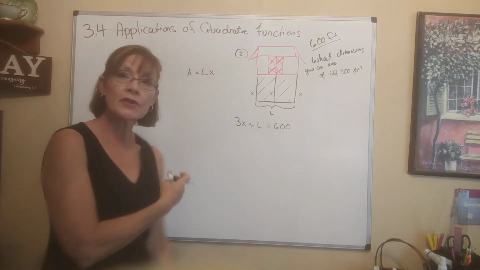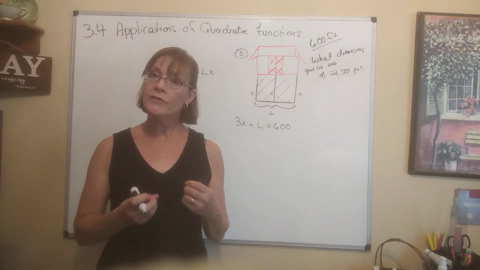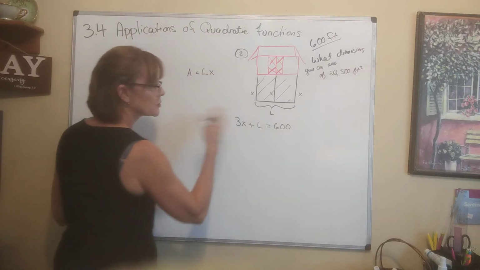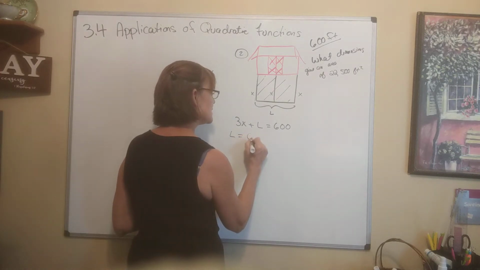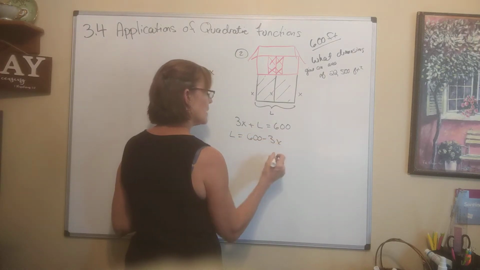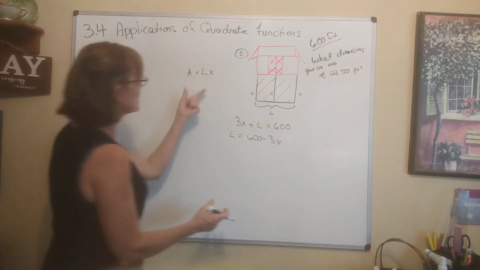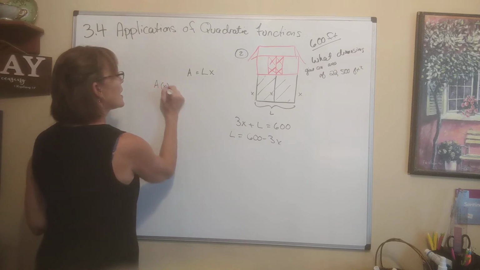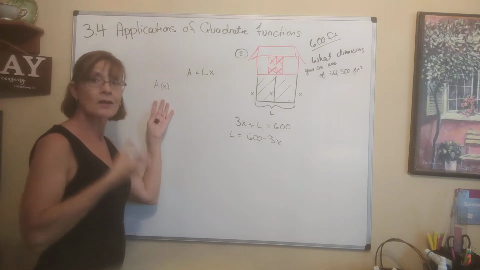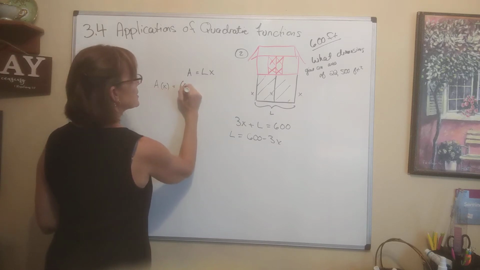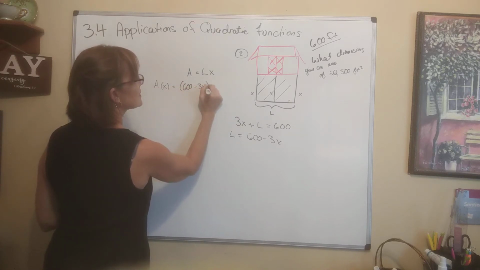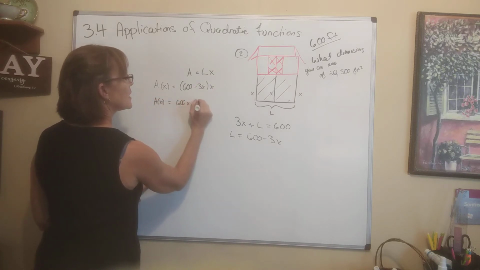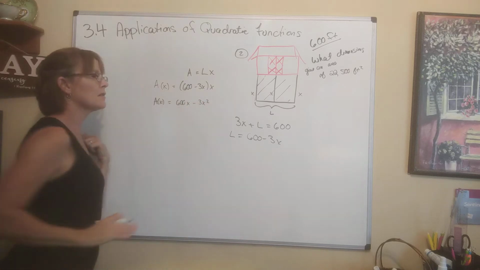So I'm going to do what I did in the first example, which is rewrite one variable in terms of another, and I'm going to choose to solve for L, which will put it in terms of X. I'll subtract 3X from both sides, and I'll get L is 600 minus 3X. Now I'm going to substitute this expression in for L, and then my area will be just in terms of one variable. So I can call it A as a function of X, because it's all in terms of X, and that is equal to 600 minus 3X times X, or A of X is 600x minus 3x squared. So this is my area function.